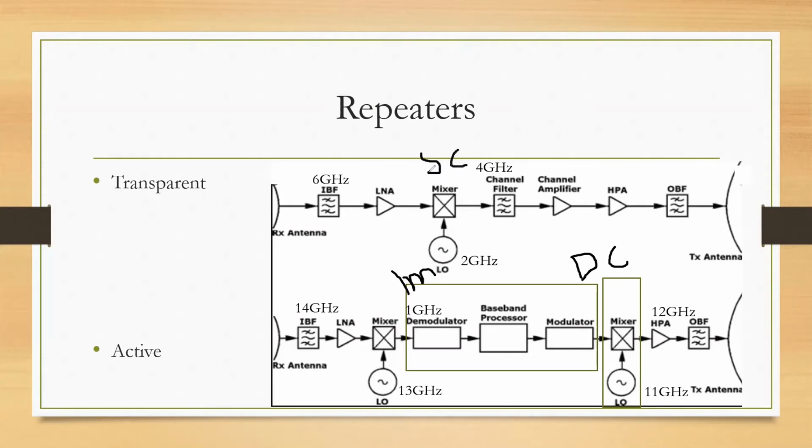Now please don't get confused by the way I have written it. I have just written it to show you an example. It's not that transparent repeaters are 6/4 gigahertz or single converters. They can also be double converters. Similarly, the active can be a single converter or a double converter. Is the point clear? Yes, everyone? Yes or no? You can write it in the chat box.